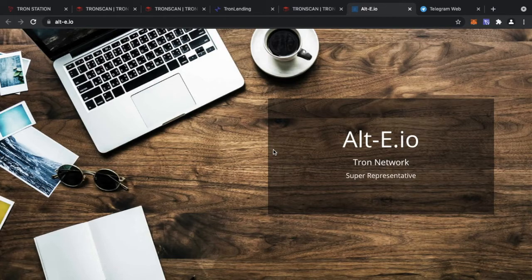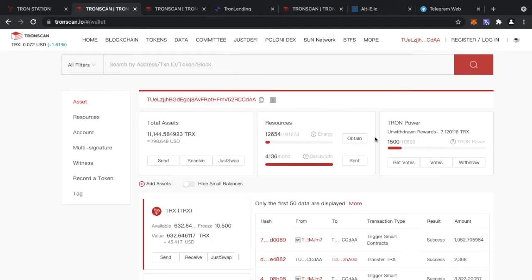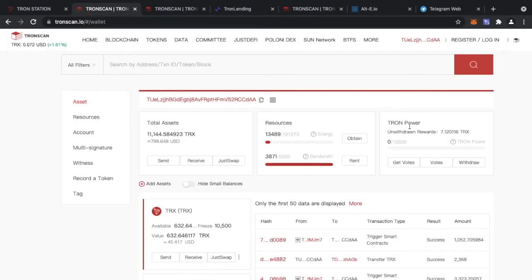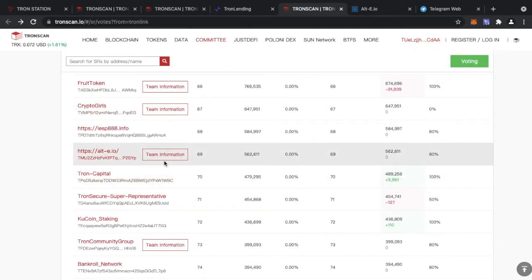But the main thing is they want to create an ecosystem which is totally free of any transaction fees. That's it. The only requirement would be to vote and freeze energy. That's the only requirement. So you wouldn't have to pay to transact. All you would have to do is freeze some energy. You have to obtain some energy, and then once you've obtained the energy, you get some Tron Power. When you get that Tron Power, they want you to go ahead and vote for Alt E.